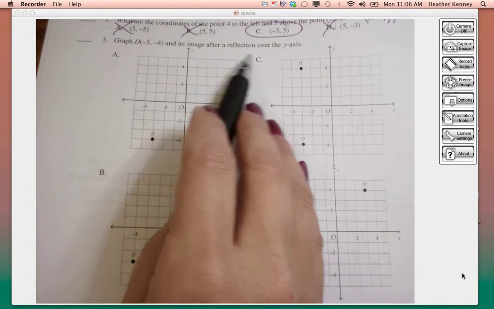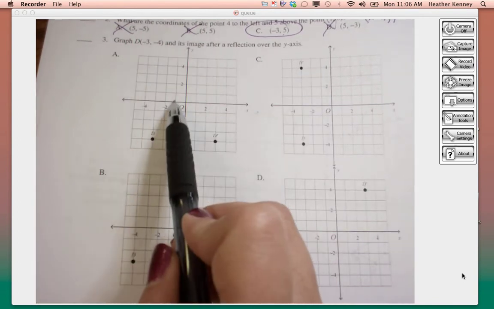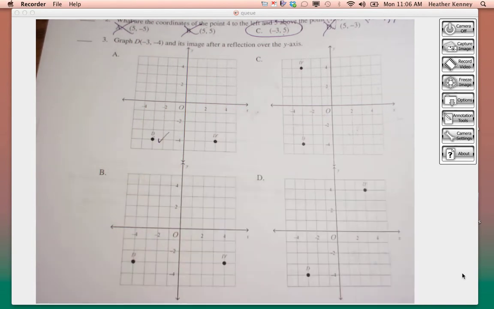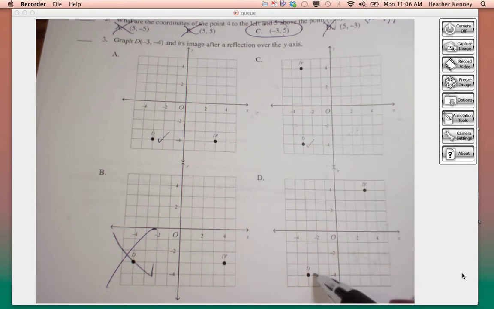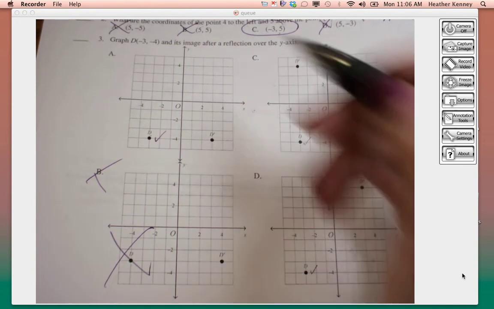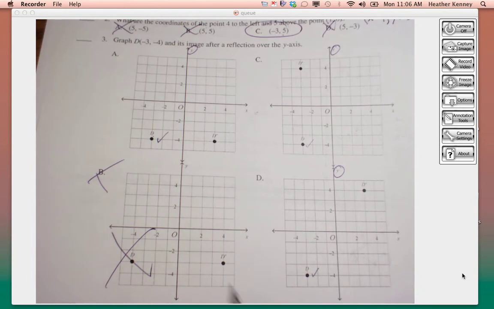This one was a multiple choice question where you had to choose the correct graph. We're looking for the graph of the point D, (-3, -4), and its image after a reflection over the y-axis. So point D was at negative 3, 1, 2, 3, negative 4, 1, 2, 3, 4. This is the correct point D. This one is at (-4, -3). That one's not right, so it couldn't be that one. This one's in the right place, so this is possible, and this one's in the right place. So we know it's not B.